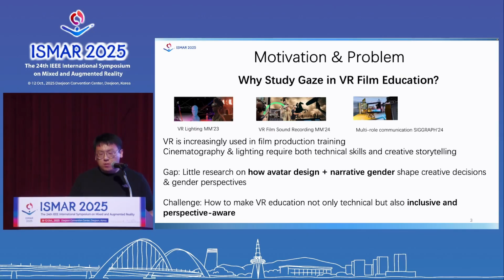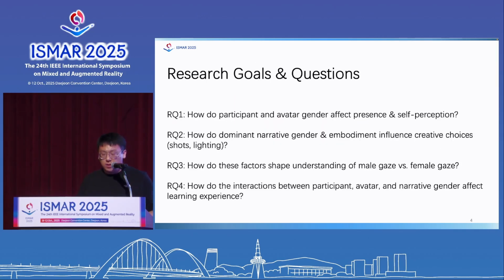However, despite the widespread use of VR in education, there has been limited research on how different virtual environments influence student learning, especially in creative fields like film production. So we ask: first, how do participant and avatar gender affect presence and self-presence? Second, how do narrative gender and embodiment influence creative choices like shots and lighting?